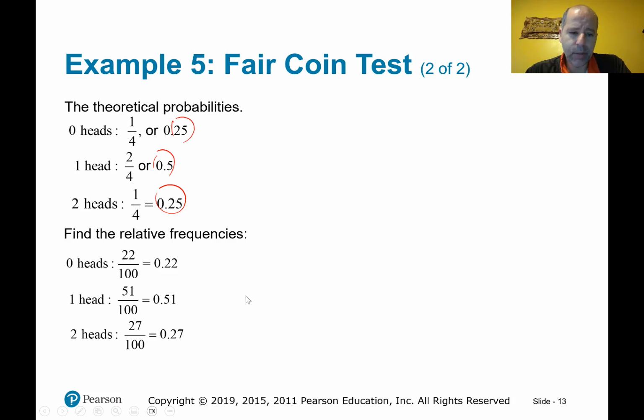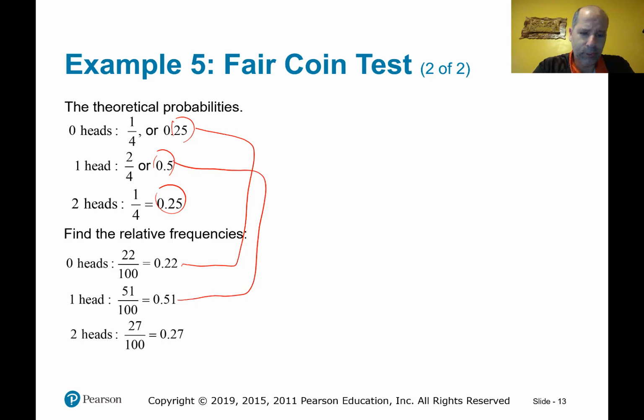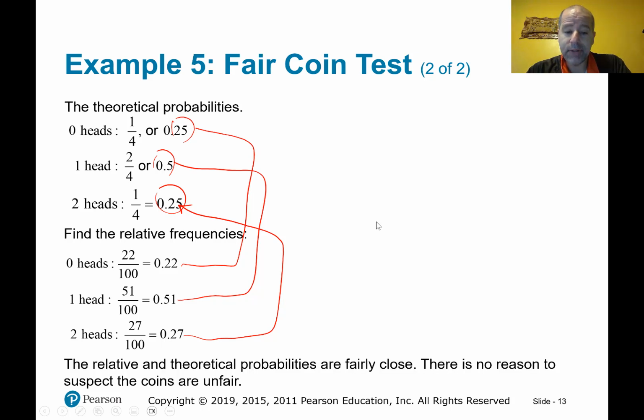So now we're going to compare these. We're going to compare the 0.22 to the 0.25, compare the 0.51 to the 0.5, and the 0.27 to the 0.25. And we look at these and we say, okay, these are pretty close to what we would expect them to be based on theoretical probability. And so since they're fairly close, there is no reason to suspect that the coins are unfair.